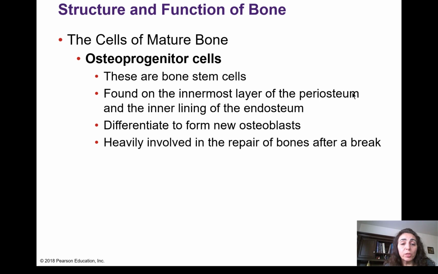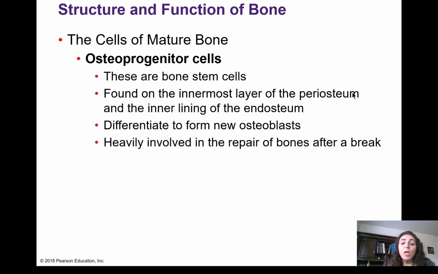What are osteoprogenitor cells doing? They are actually dividing. They are stem cells. They divide, go through mitosis, and produce more and more bone cells. And in this way, they make the growth of the bone. So besides the periosteum on the outer side of the bone, on the inside of the bone, for example, if it is a long bone, it has a cavity inside, and also we have a lining that we call endosteum. Endosteum, right? Inside of a bone.